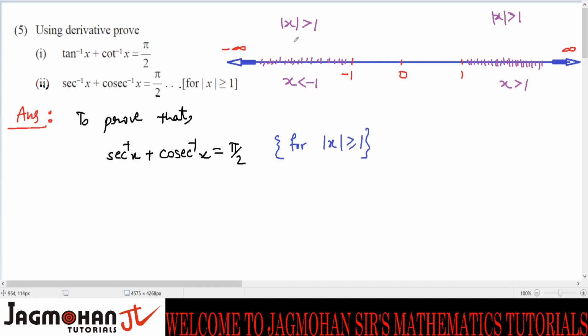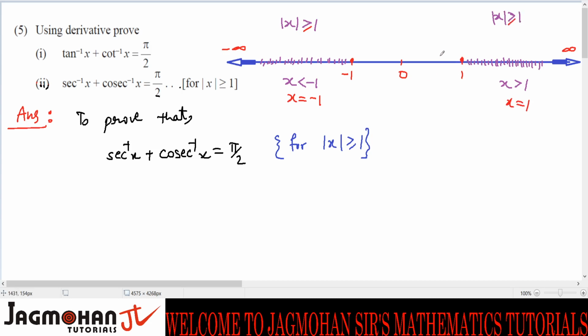And when x is here, listen, students, what is x equal to? x equals minus 1. And if x is minus 1, then mod of x is equal to 1. If x is -1, its magnitude is equal to 1. And when x is equal to positive 1, mod of x equals 1.